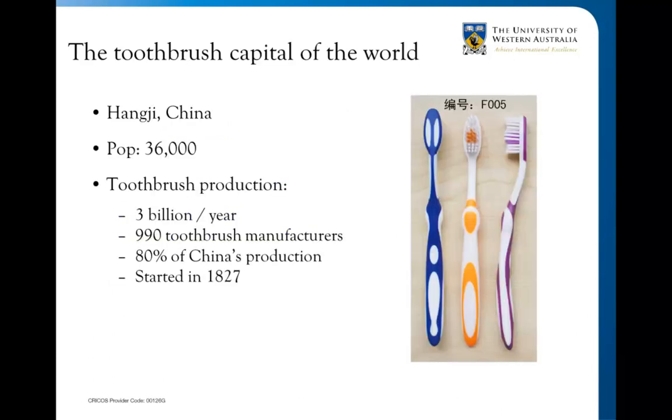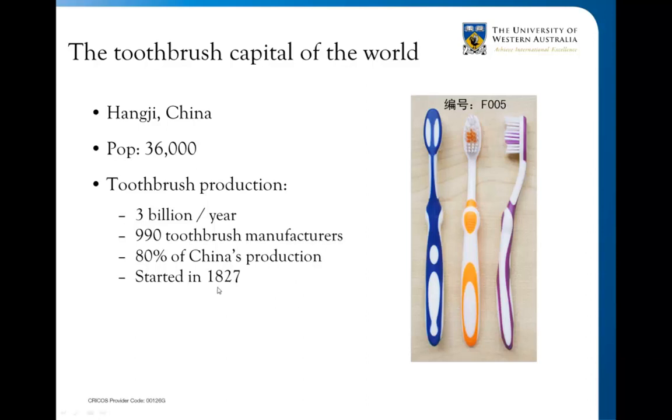And just before I end this video, I've got a quick example of this. In Hangzhou in China, only population of 36,000, so in Chinese terms that's like a tiny little village just about. However, this tiny little village of 36,000 people produces 3 billion toothbrushes a year. In this little town, there are 990 toothbrush manufacturers. That is crazy, right? It produces 80% of China's production and a very large chunk of world production.